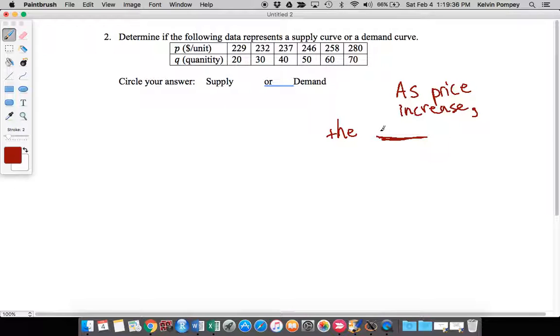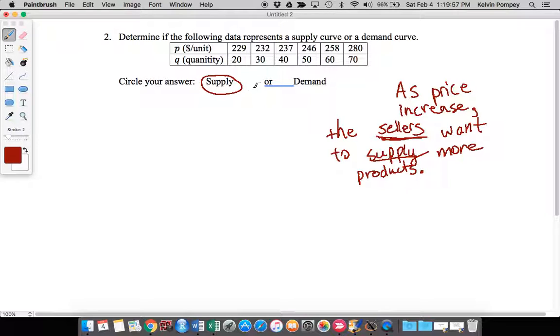And so I can say that the sellers want to supply more products. Not only to supply, but also sell more products. And so this would be a supply curve. If I had the opposite type of thing going on, like our price was decreasing and these quantities were increasing, then that would be considered a demand curve. So the answer to number 2, if you had version A, is supply.